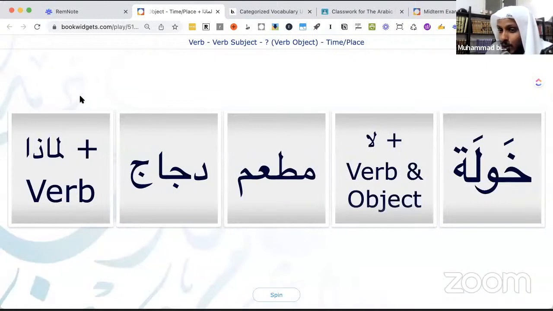I'm not going to say لماذا تأكل الدجاج في المطعم, and then at the end, يا خولة. Doesn't make sense. So لماذا تأكلين الدجاج في المطعم. لا تأكل الدجاج في المطعم يا خولة. Okay? It sounds a bit difficult, I know, but that's the point.